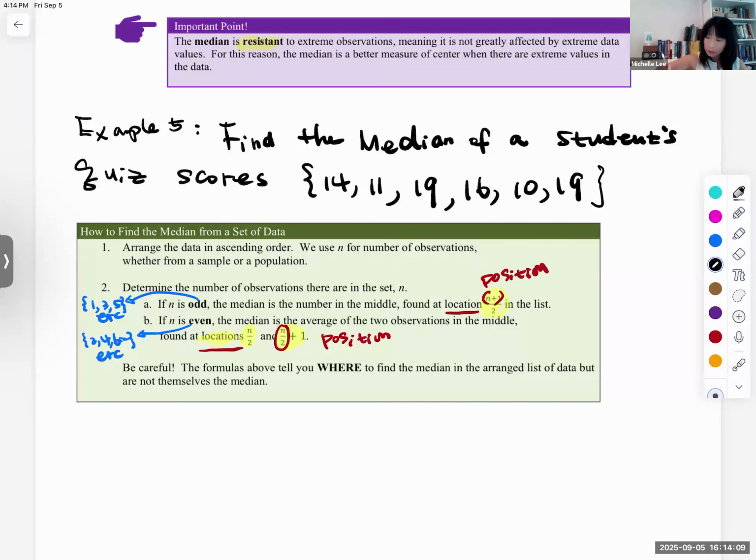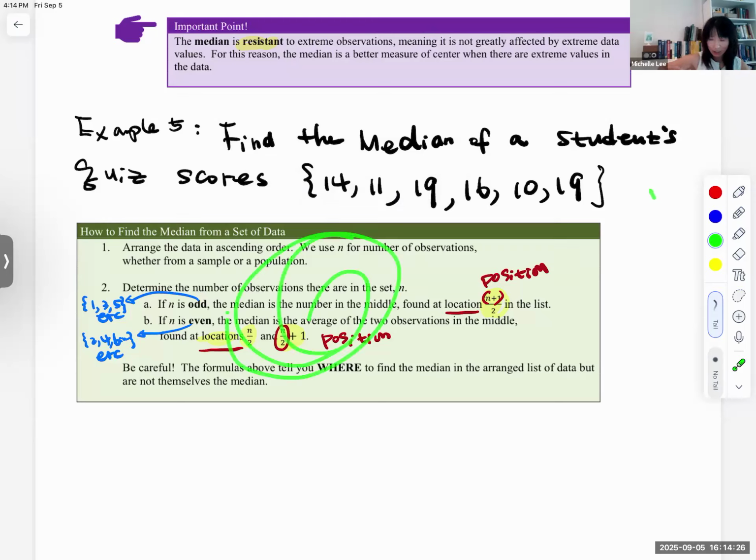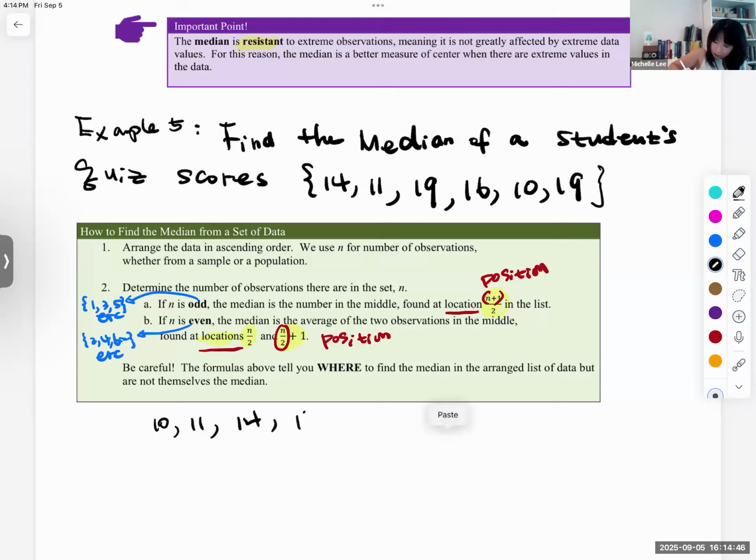Okay, so we have 6 observations, a 6-value data set. Okay, let's do that. Is it in ascending order? No. Then we have to make ascending order. There will be 10, 11, 14, 16, 19 twice. Okay, 6 values.